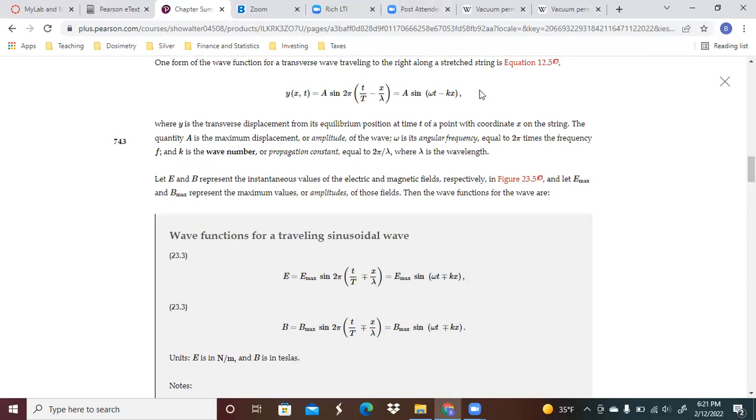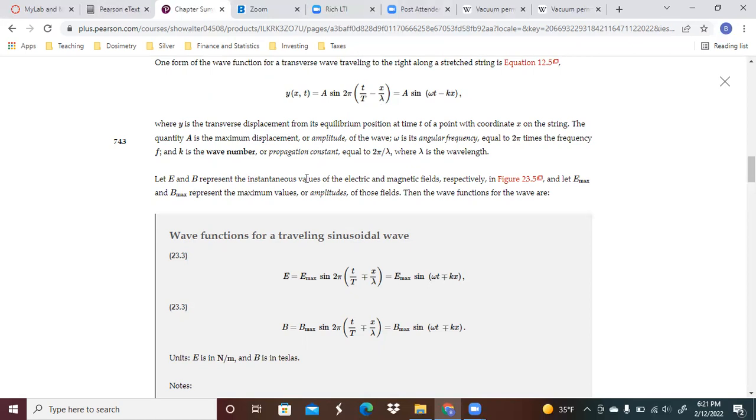One form of the wave function for a transverse wave traveling to the right along a stretched string is going to be written like this. y is the transverse displacement from equilibrium at time t. The quantity A is the maximum displacement, or amplitude, of the wave. Omega is the angular frequency, equal to 2 pi times the frequency f. k is the wave number, or propagation constant, equal to 2 pi divided by lambda, which is where this is coming from.